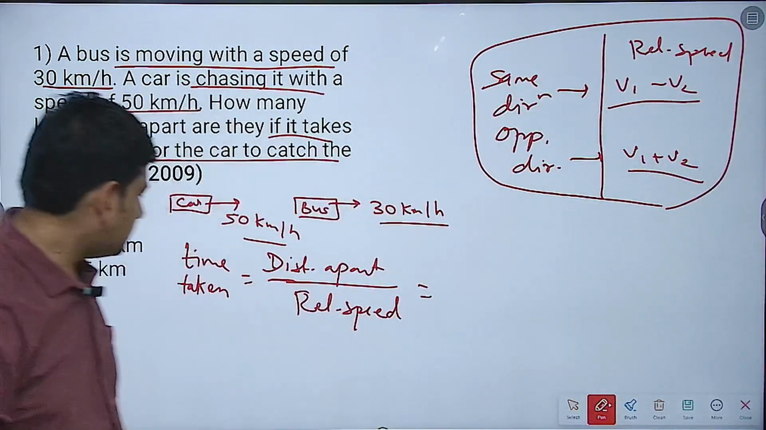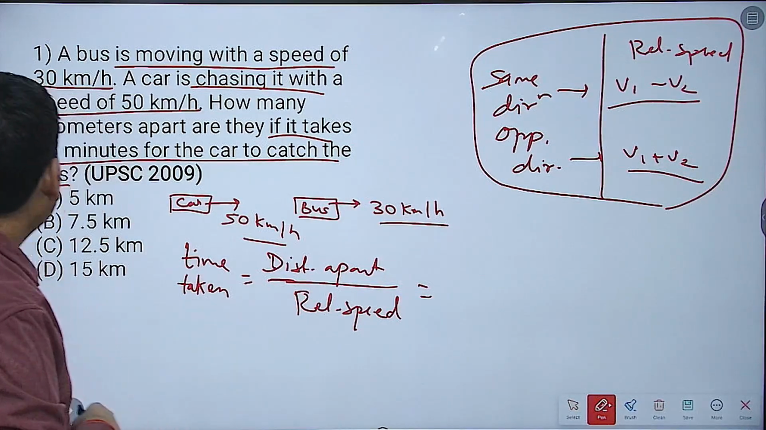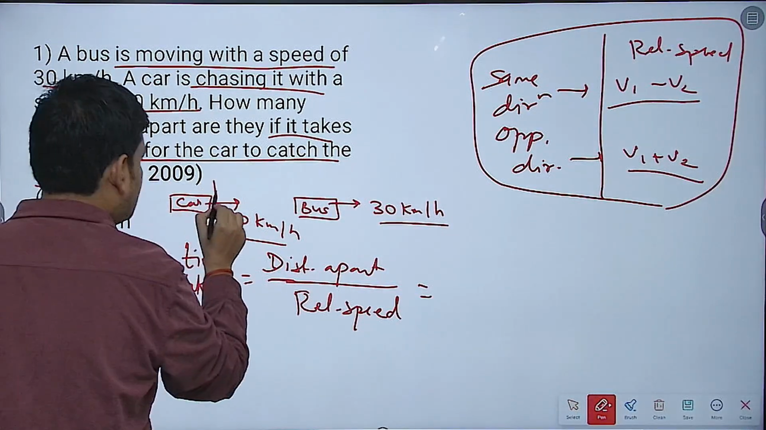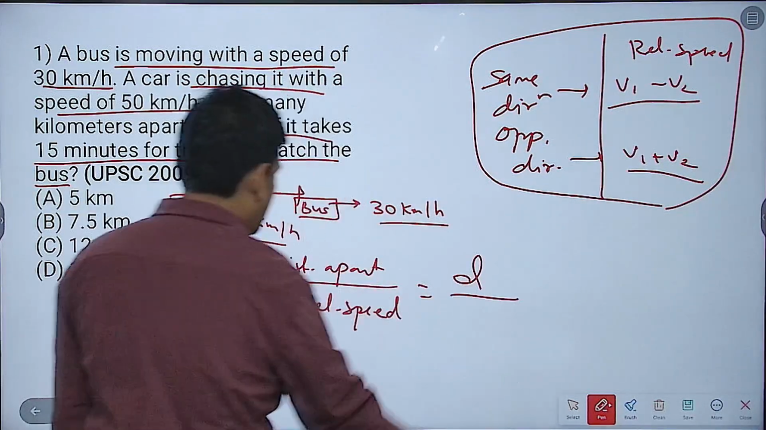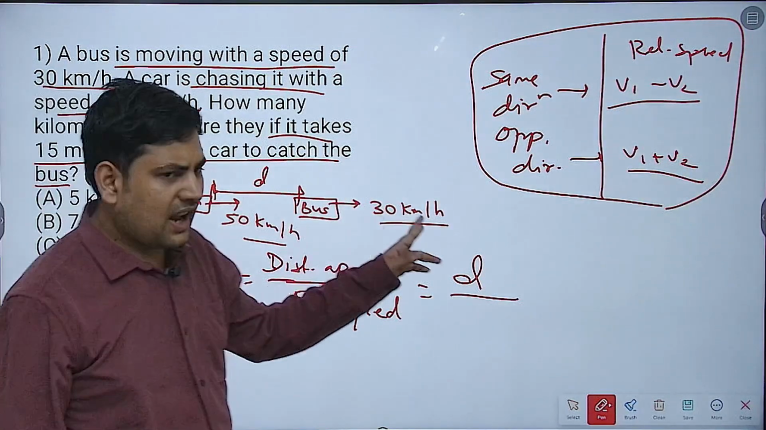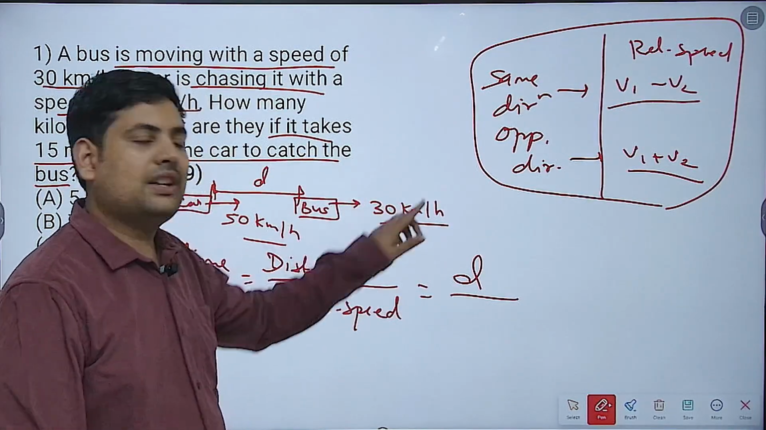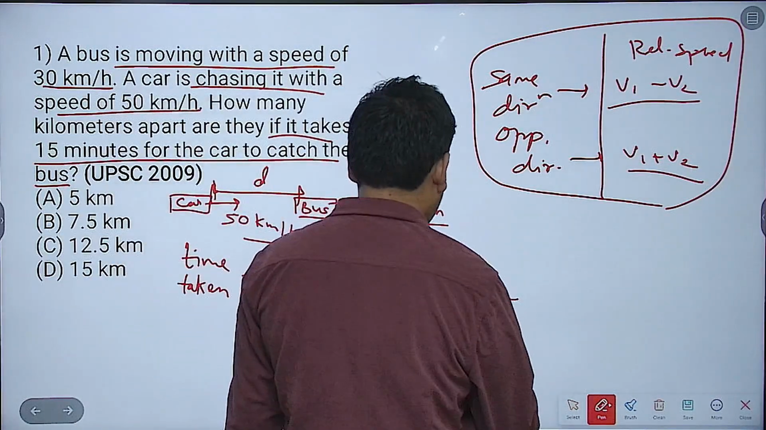Now, distance apart is what? What is the distance between them? We don't know. This distance only we have to find. Let's say this is d upon. What is the relative speed? 50 and 30. Going in the same direction, 50 minus 30, that is 20 kilometer per hour.